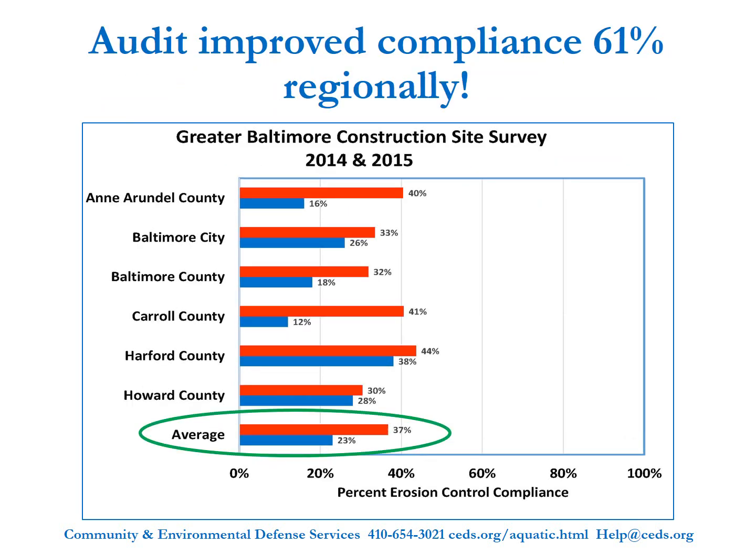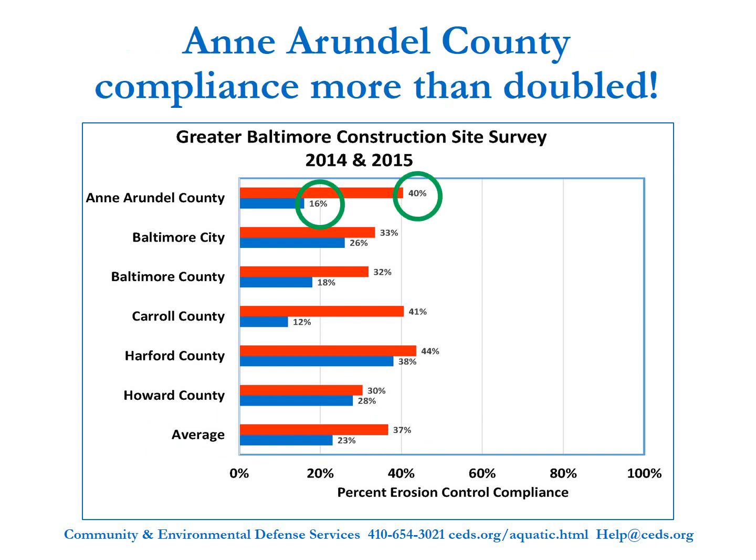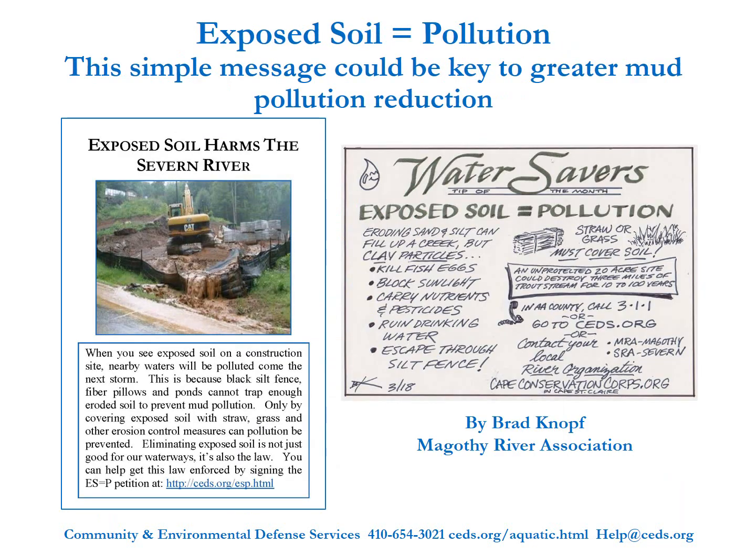Fortunately, the publicity that was generated by the 2014 survey provided elected officials with the public support they needed to improve compliance to 61% overall for the region. And in Arundel County, compliance went from 16% to 40%, more than double. So if we can get this simple message out to the general public, I think that it could go a long way towards greatly increasing voluntary compliance with erosion control laws.